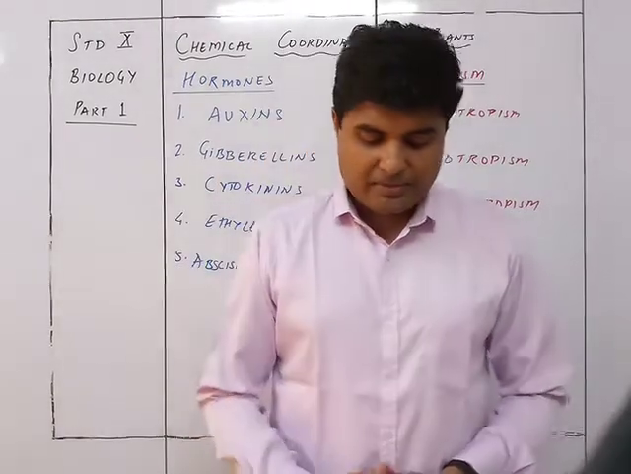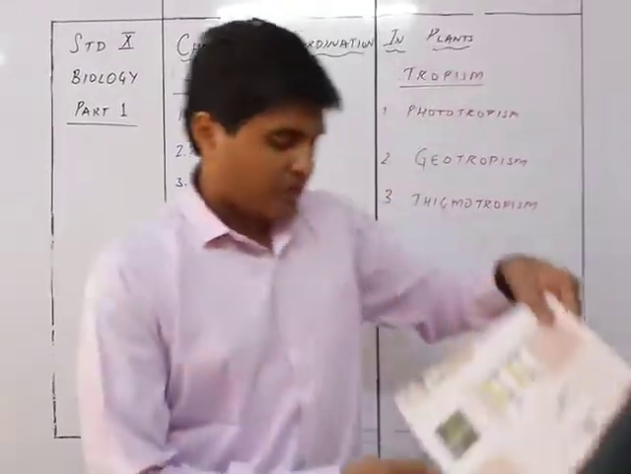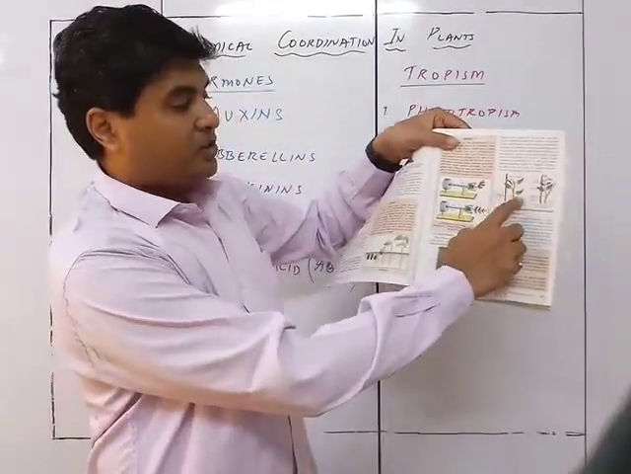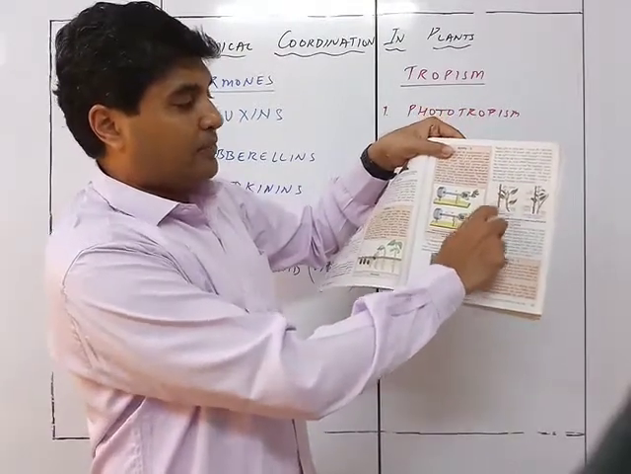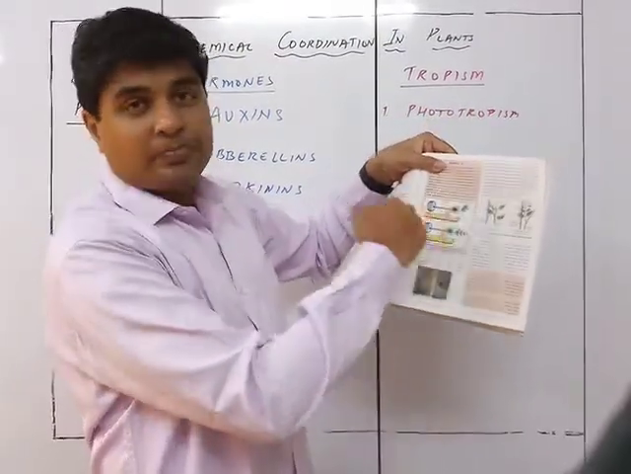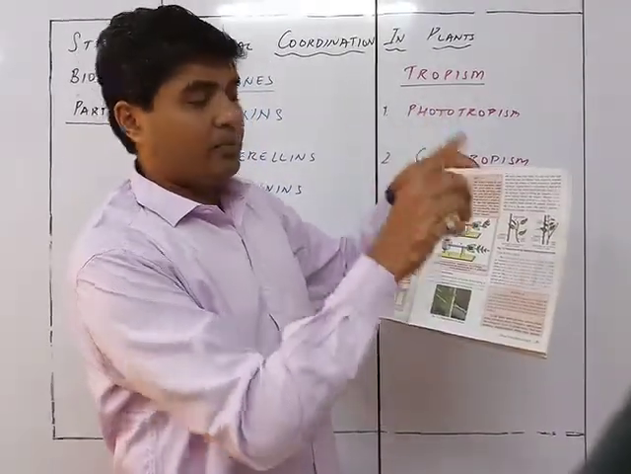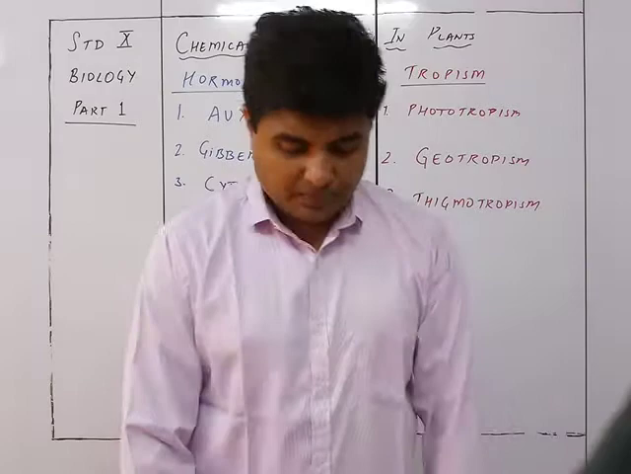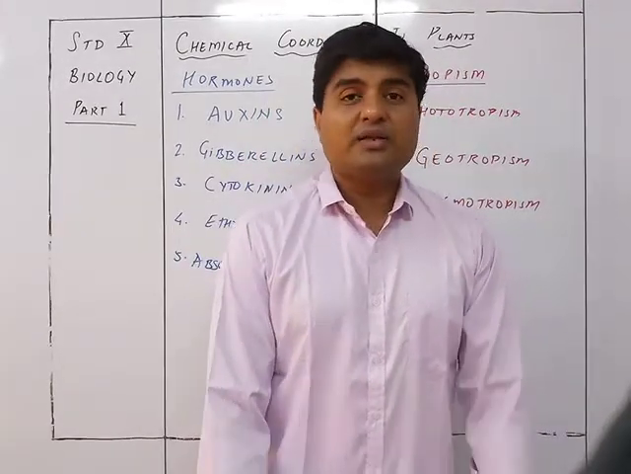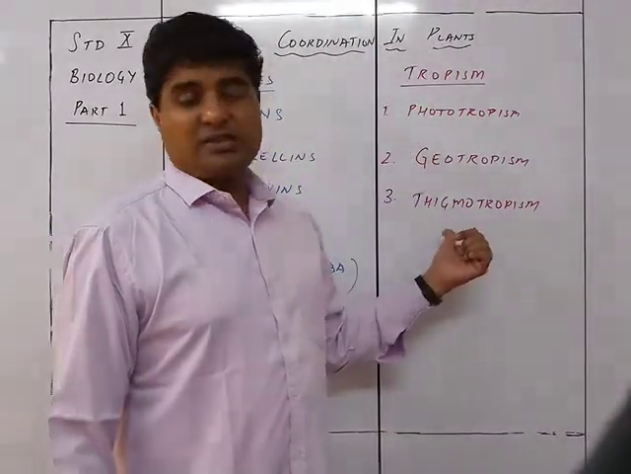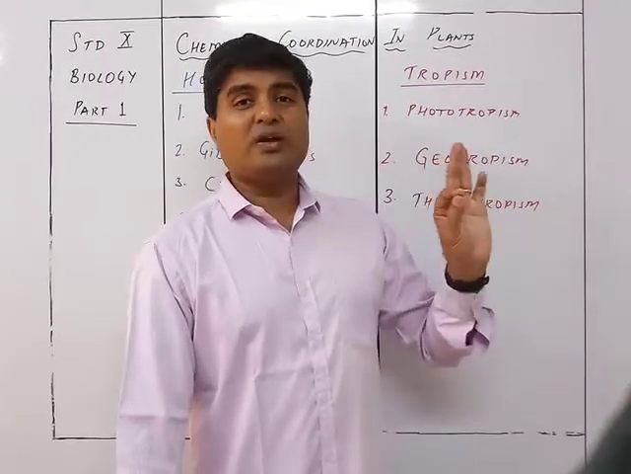So that's the example they have given here. You can see the tendrils over here, and in this case also you can see the pea plant. This is the bamboo support given in the fields for the pea plant, and these tendrils are going to wind up over it to give support to the plant. That is nothing but thigmotropism, the tropism towards the stimulus of touch.